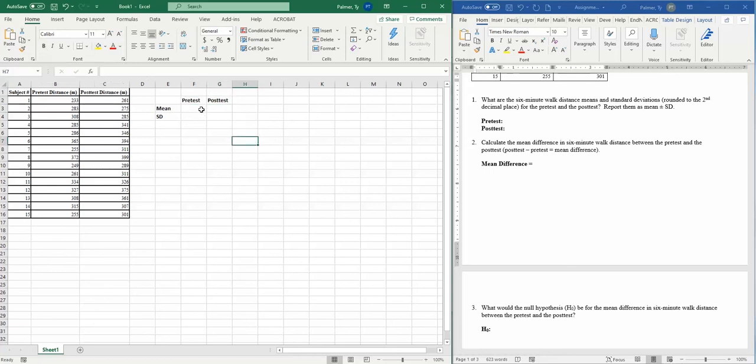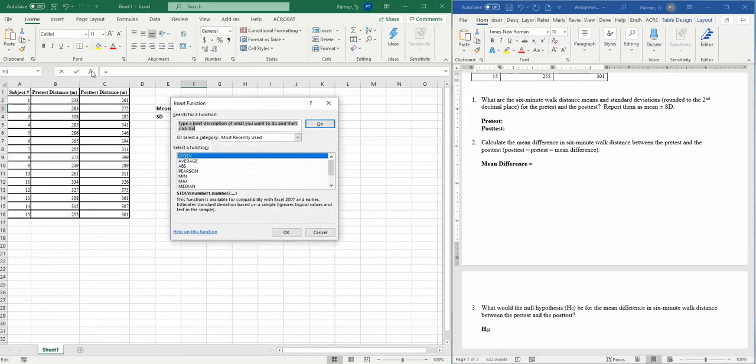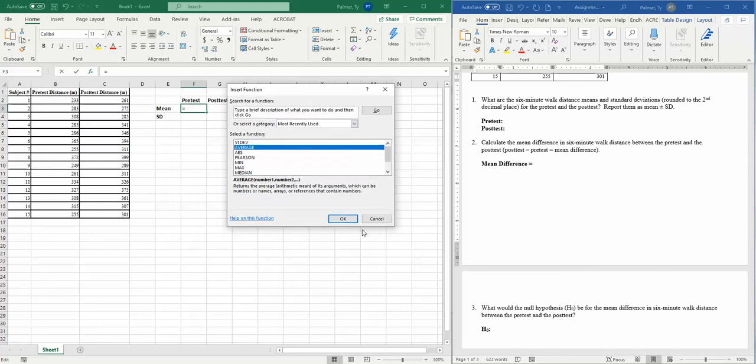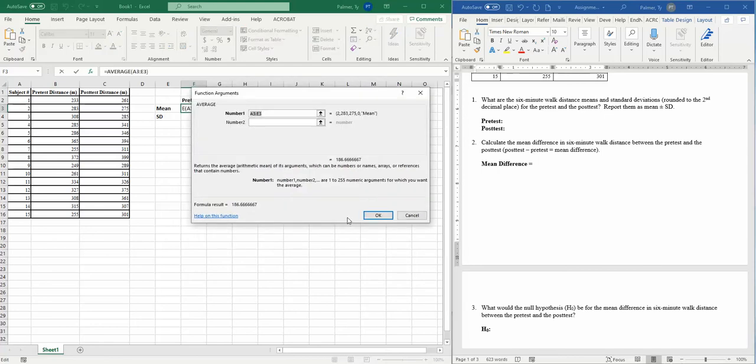Now I'm going to use Excel to calculate the mean and standard deviation for the pre-test and the post-test. I'm going to put the mean and standard deviation for the pre-test in this column, and for the post-test in this column. Let's start with the pre-test first. I'm going to click on this empty cell next to the mean label I just created. To calculate the mean using Excel, I'm going to go to the function, and go to average. Remember, the mean is the average of the data. I'm going to click OK.